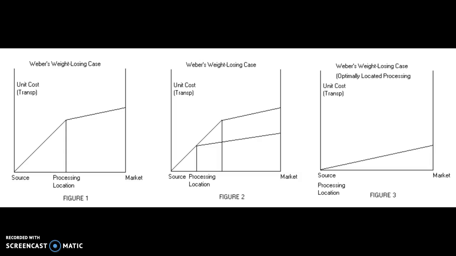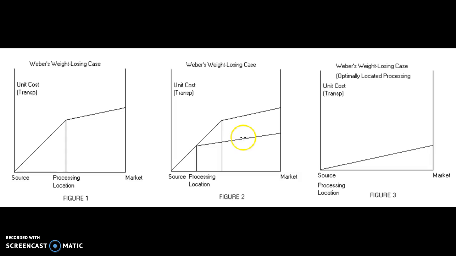So look at figure 2. Figure 2 moves the processing plant closer to the source. So again, the forest, the processing plant is where the posts are being made. Notice what happens. Yes, it's still expensive to get the source to the processing location, but in figure 2 we see the decreasing cost of transportation because the processing location is closer to the source.